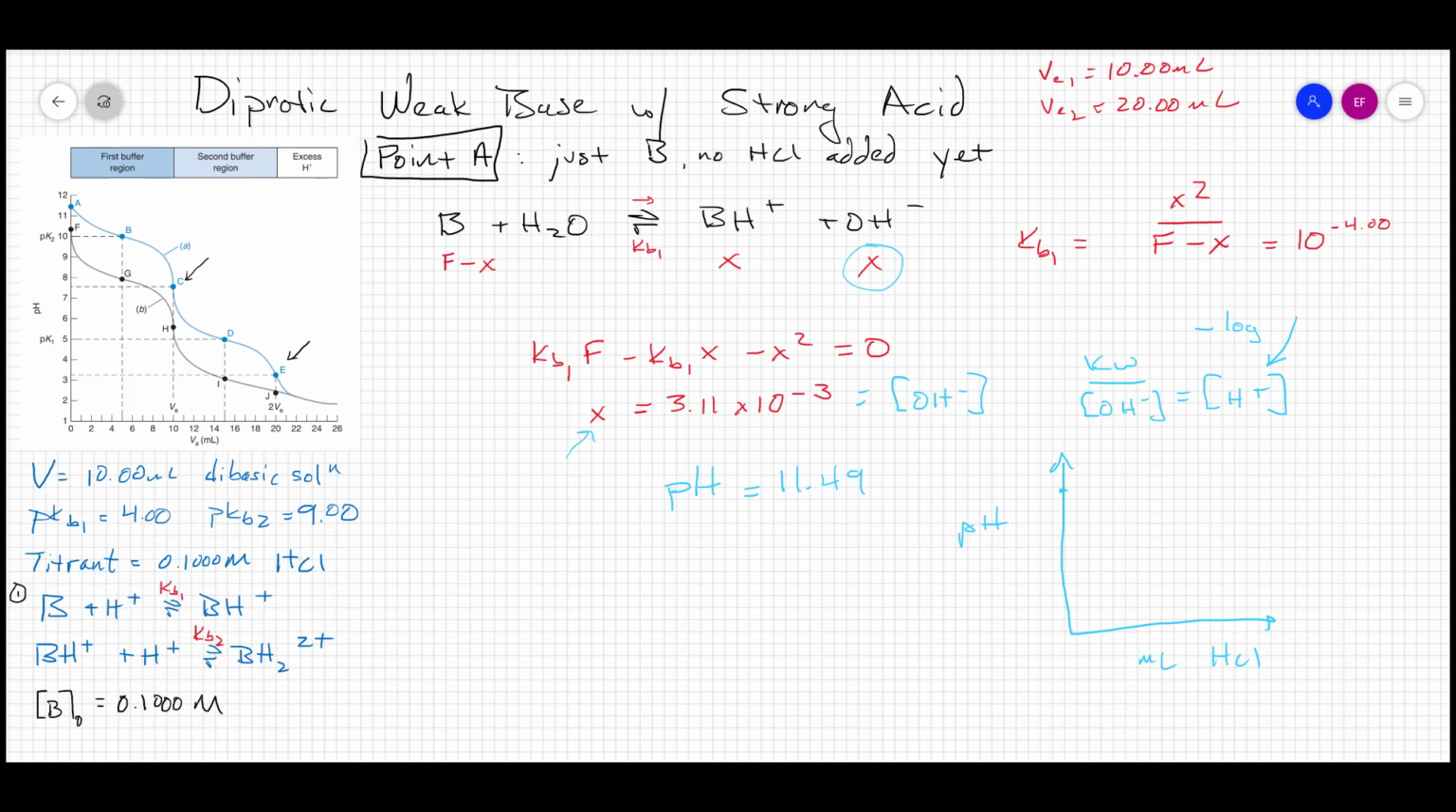And so this would be at 0 volume being added. If you computed that and it was down here in the pH 2 or 3 range, then you would say it doesn't make any sense at all. And then you can sort of reverse track or reverse course to figure out where you made a mistake.